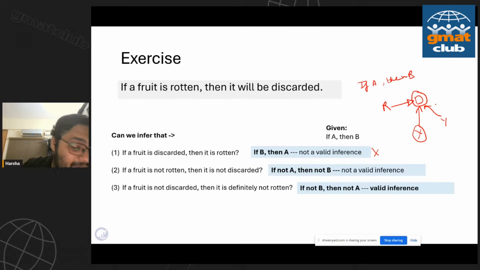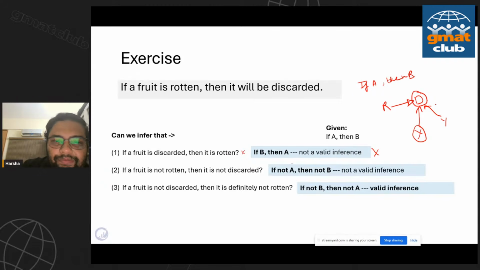If you go and explore the contours of these ideas, there are specific terms for this, right? But I'm not going to bore you with all that. This is converse, inverse, contrapositive. None of that matters. You should know what it is practically, right? So this is not a valid inference.